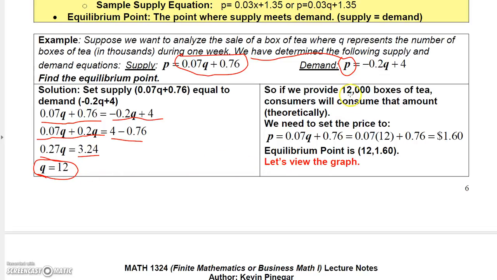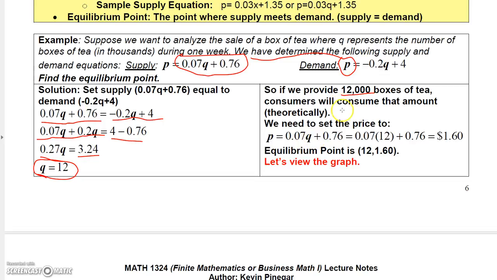Now, if we provide 12, remember Q was in thousands, so that would be 12,000 boxes of tea. Consumers will consume that amount. And of course, that's theoretically, they will consume that amount. Okay, we need to set the price for that particular consumption or supply.